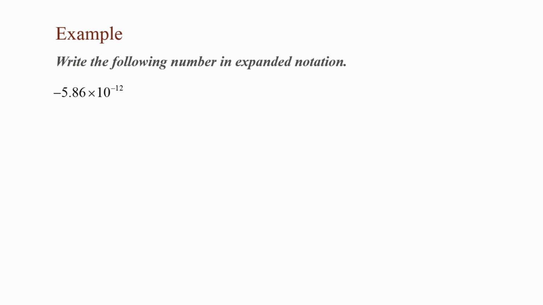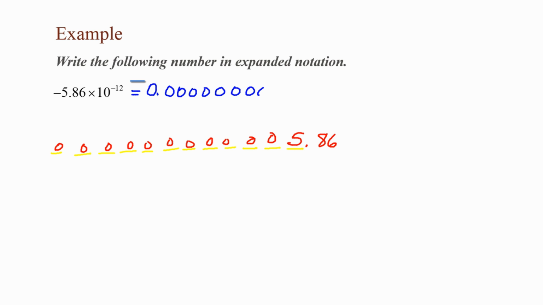In this example, write the following number in expanded notation. I have negative 5.86 times 10 to the negative 12. Because the 12 is negative, our answer is going to be a decimal. We want to move our decimal point to the left. I'm going to ignore the negative for just a minute. I want to move my decimal 12 places to the left. So for my final answer, I have 0.000000000586.